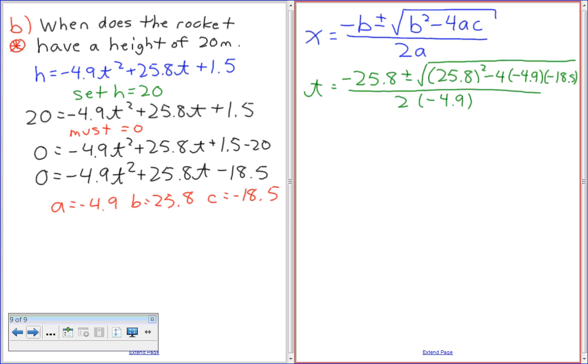All right, Thomas, I got bad news for you. You're going to be my human calculator right now. Can you do 25.8 squared plus 665.6, you say? 0.64, I think, right? Okay, good, and then let's keep going. Negative 4 times negative 4.9 times negative 18.5.